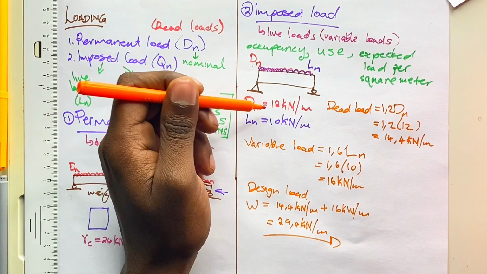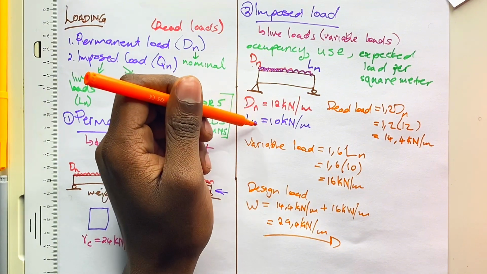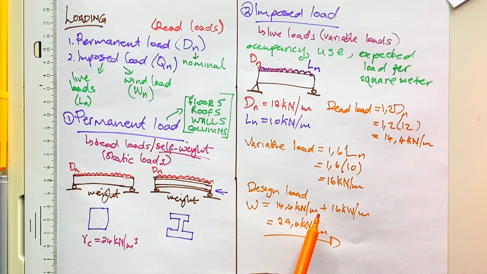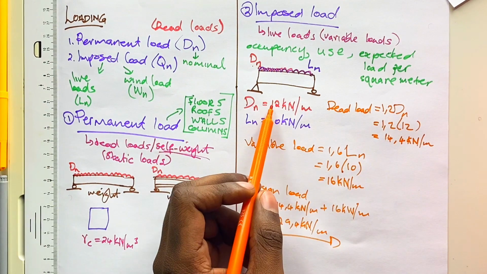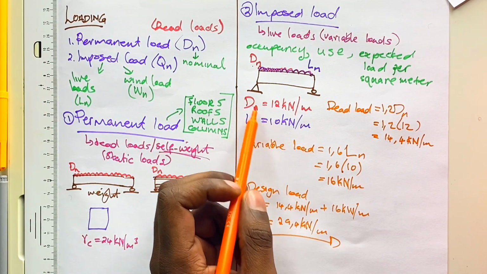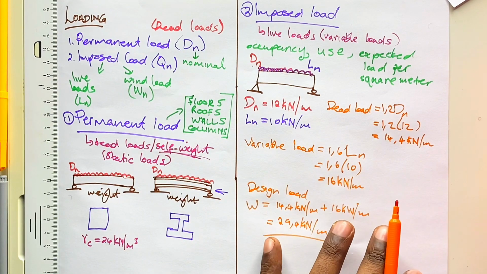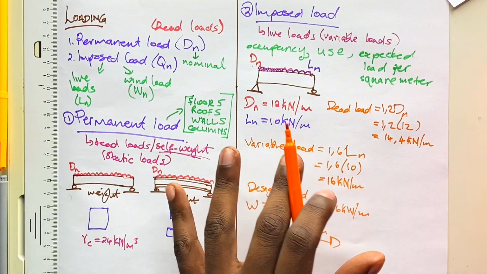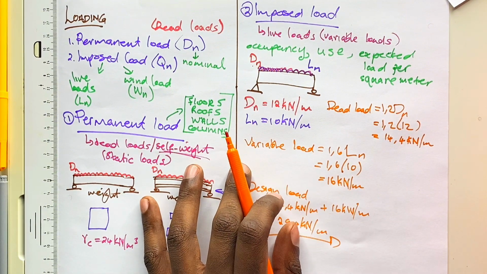Now you can see that the dead load was 12, the live load was 10 kilonewtons per meter, but the design load that I'm going to use will be factored. It will be larger than the original loads, so that we can account for uncertainties and variation. This is how we make sure that the structure is safe.